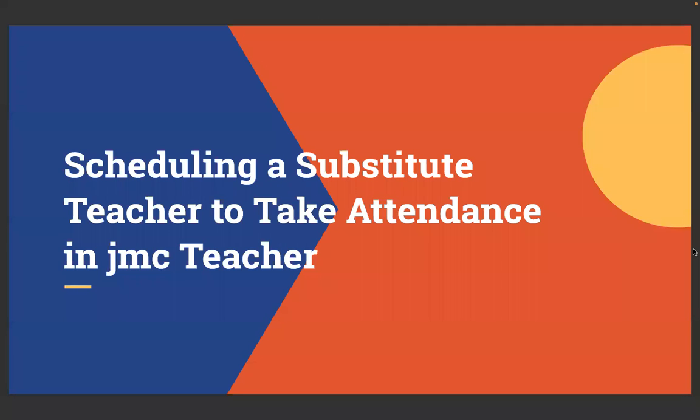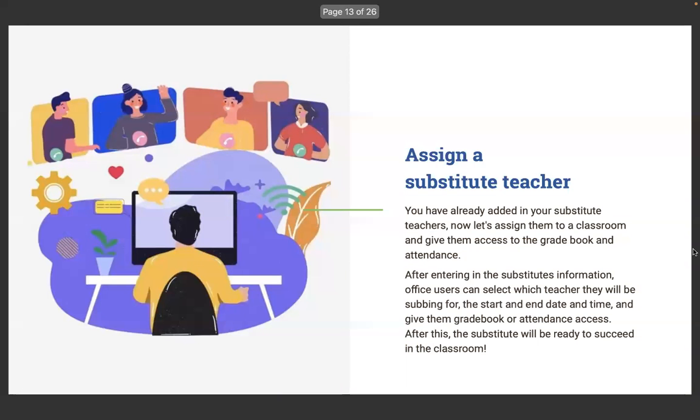Scheduling a substitute teacher to take attendance in JMC Teacher. Okay, so now that we've set them up as a sub, what do we do to actually use that sub and allow them to take attendance in JMC Teacher? Well, assigning a substitute teacher, you have already added to your substitute teachers. Now let's assign them a classroom and give them access to the grade book and or attendance. And again, that's either or. You don't have to give them access to the grade book if you don't want to.